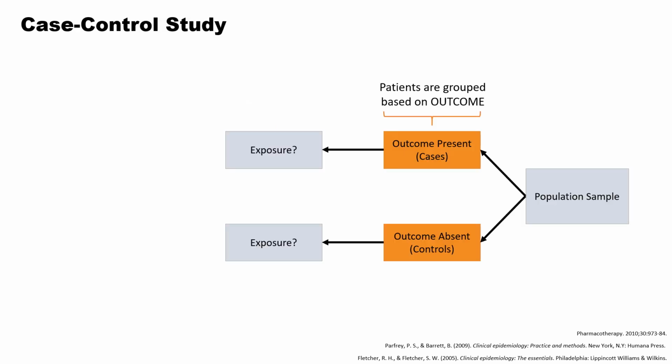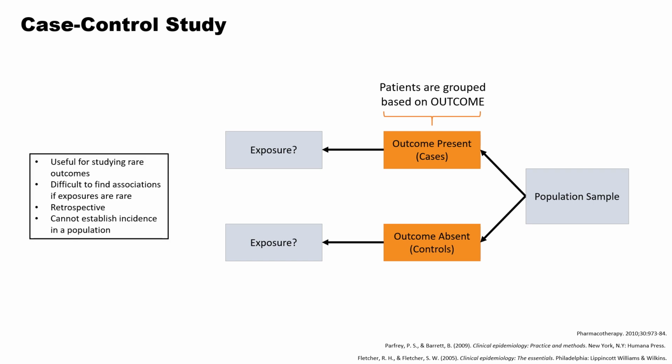Alternatively, a case control study groups a population sample on the basis of outcome. And so the outcome is present in a group of cases and the outcome is absent in a group of controls. And then you look retrospectively to determine what the exposures were between these two different groups. Case control studies are particularly useful for studying rare outcomes, but it's very difficult to use this study design to find association if exposures are rare.